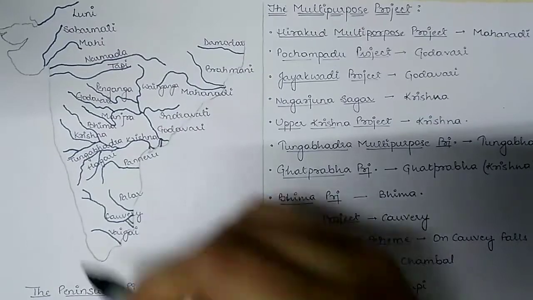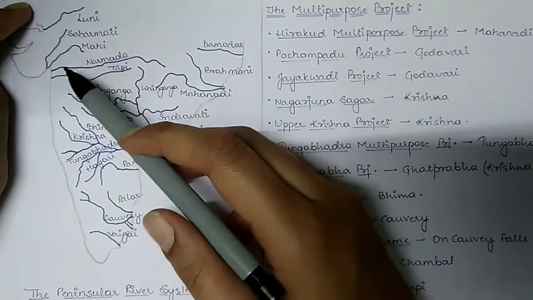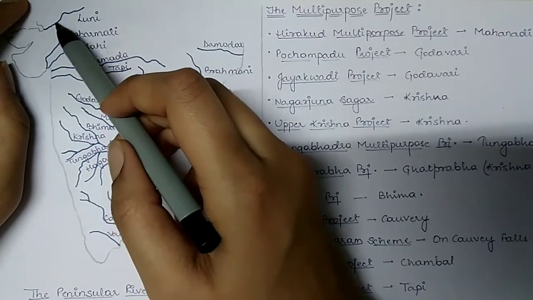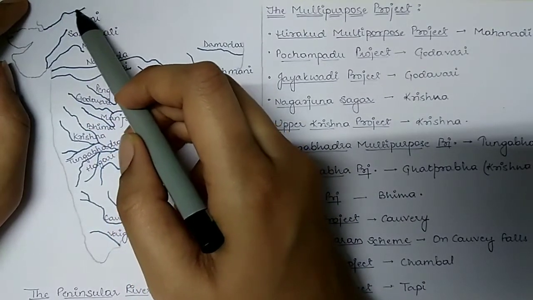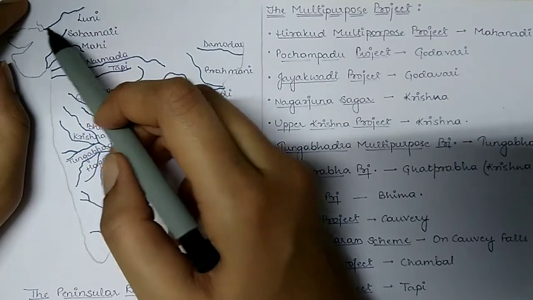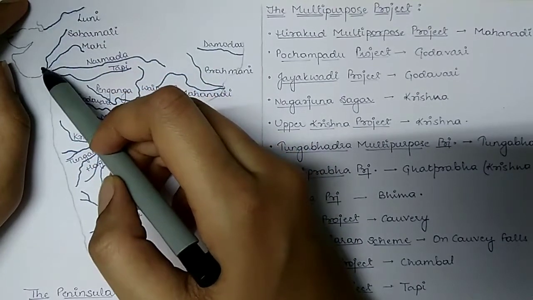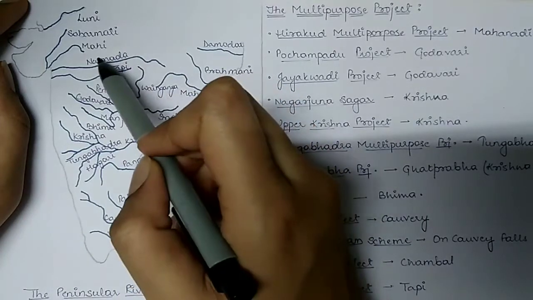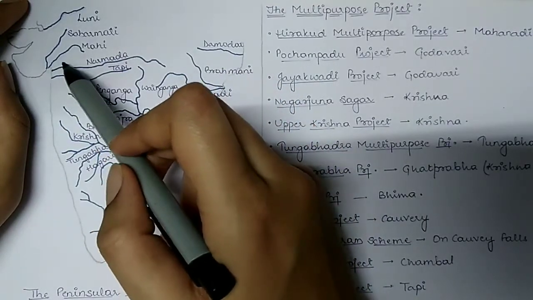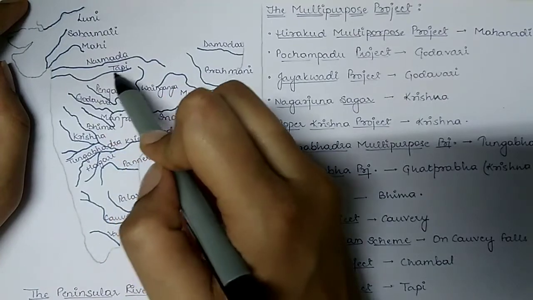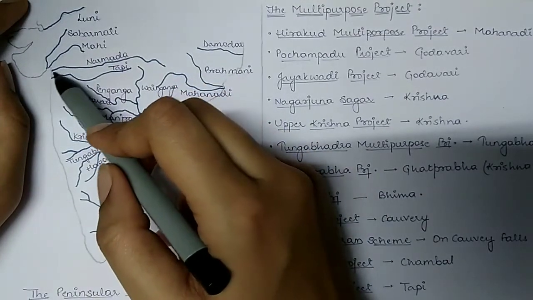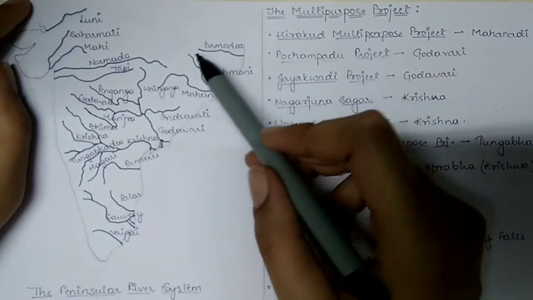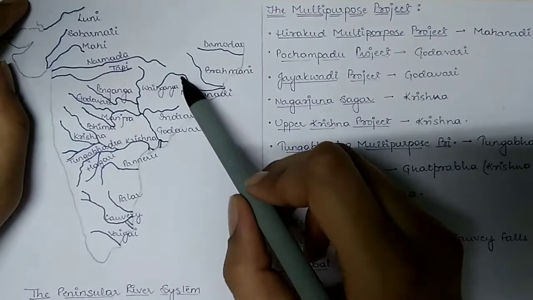Now this is the distribution of these rivers on the map. So here we have Looney River. Then we have Sabarmati, then Mahi River, then Narmada River. It flows between Vindhya and Satpura ranges. Then we have River Tapi. These two are twin sisters. Here we have Damodar River. We have Brahmini, then Vainganga, and Mahanadi.